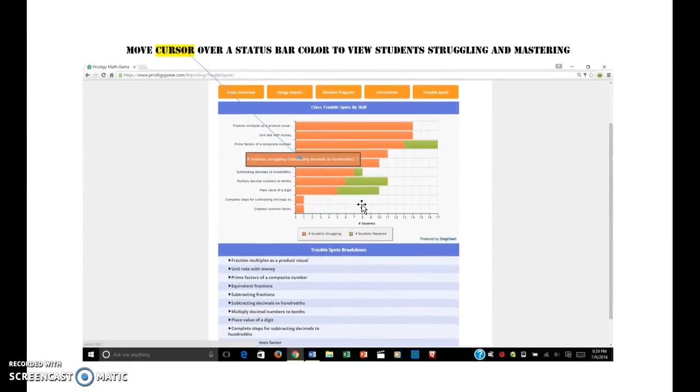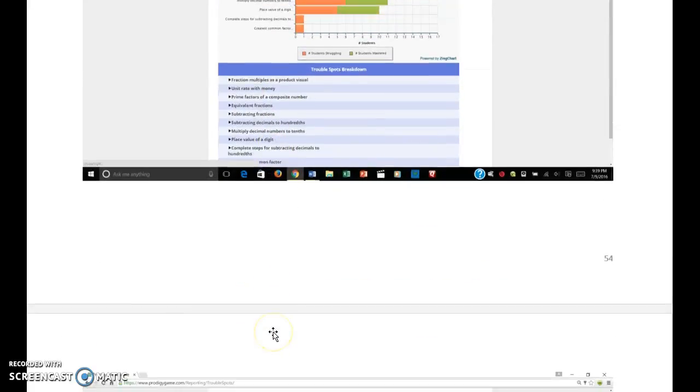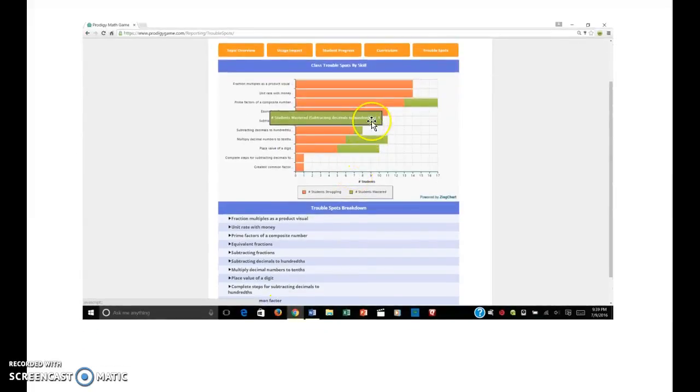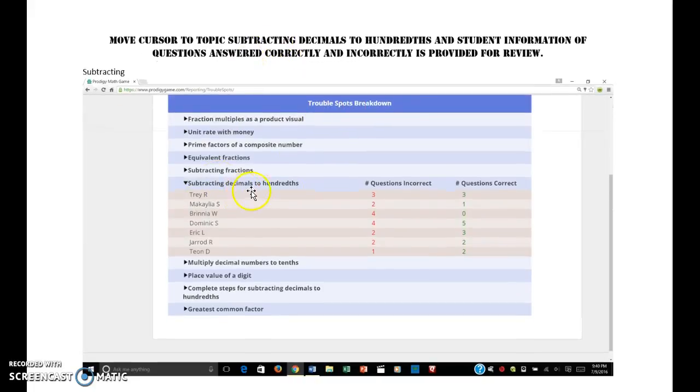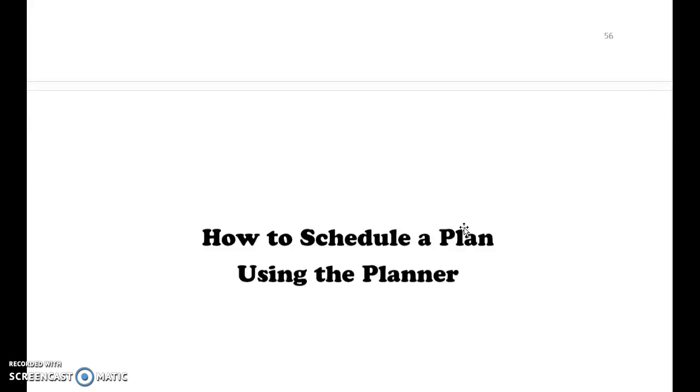Now going on, you would put your cursor over the student struggling under the decimals and hundreds, which would be like 7. So then I would go ahead and click down more on the 7, and I would see more specific information of how many students were actually mastering that. Then I would go down to subtracting decimals to hundreds, and you could see how many questions Dominic had 4 incorrect and 5 correct.